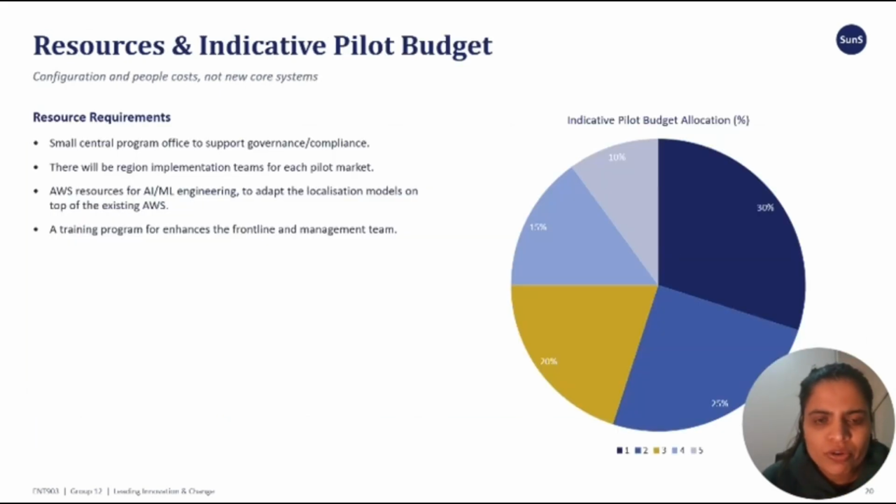Delivery requires a small central program office for governance and compliance, regional implementation teams in each pilot market, AI and ML engineering resources to tailor the localization models on Amazon's existing AWS platform, and a training function to upskill staff. On the budget side, because we are building on an existing AWS and AI system rather than a new core infrastructure, the pilot is relatively low cost.